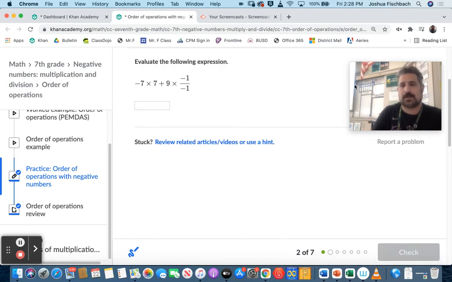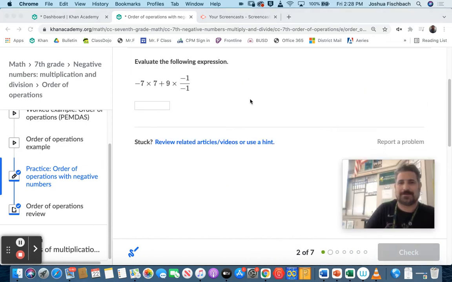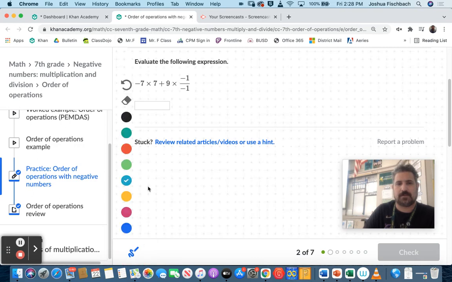Okay, this one's a little bit fun to look at. It looks a bit intimidating, right? Let's go through this one step at a time. Taking a look at this problem, this is going to be negative 7 times 7 plus 9 times the quantity of negative 1 over negative 1. This is a little funky because when you're looking at this, you could be confused about whether to do the multiplication first or resolve this fraction first.